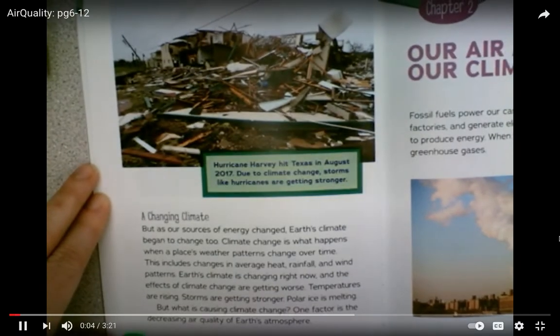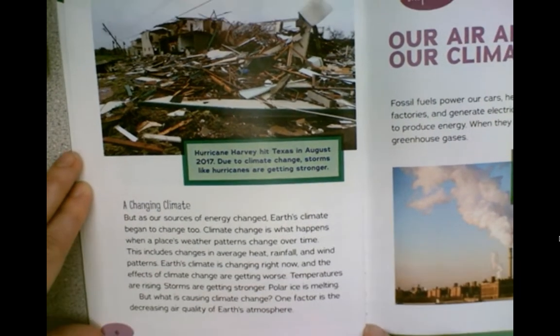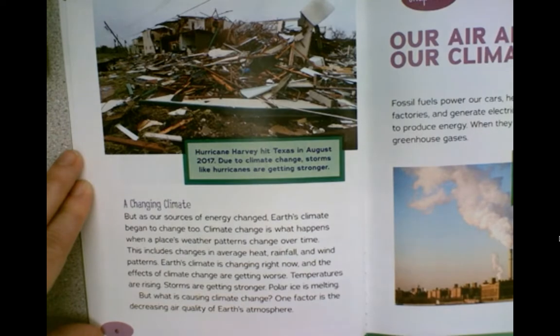A changing climate. But as our sources of energy changed, Earth's climate began to change too. Climate change is what happens when a place's weather patterns change over time. This includes changes in the average heat, rainfall, and wind patterns. Earth's climate is changing right now, and the effects of climate change are getting worse. Temperatures are rising, storms are getting stronger, polar ice is melting.